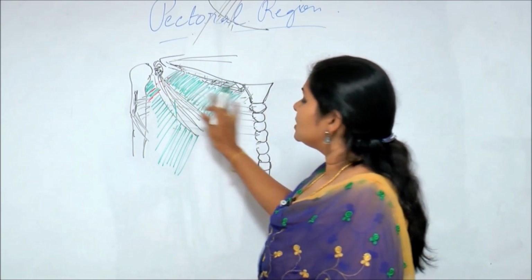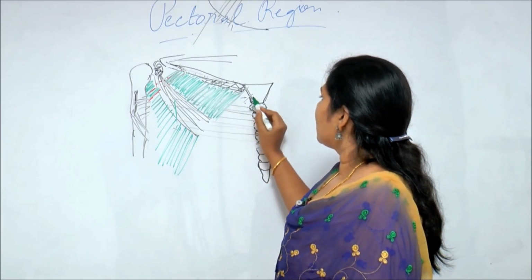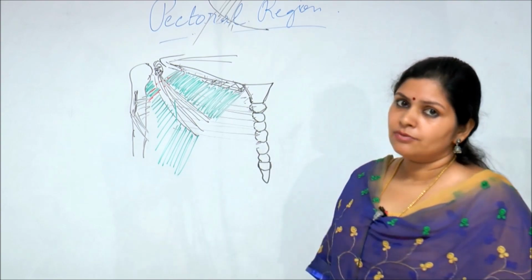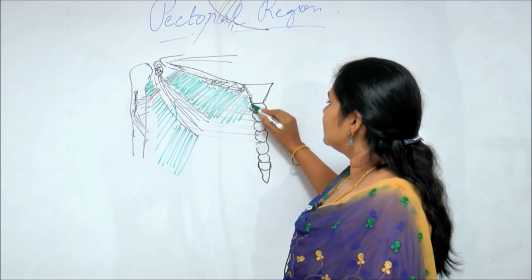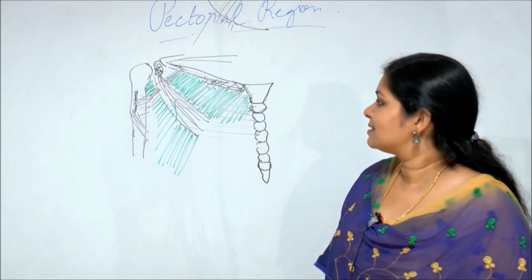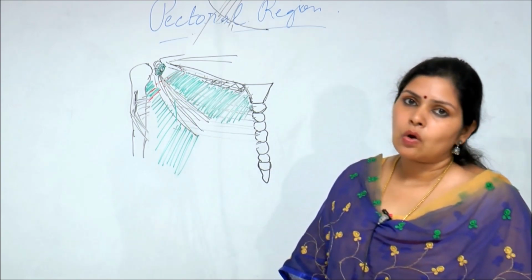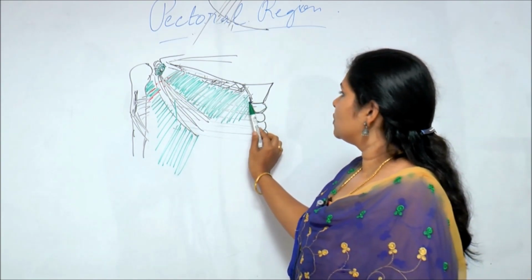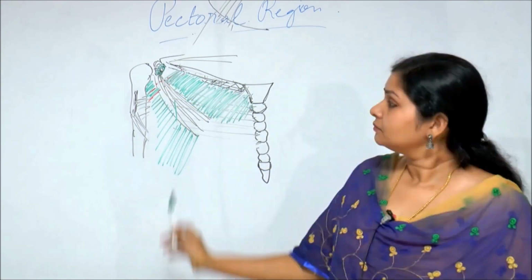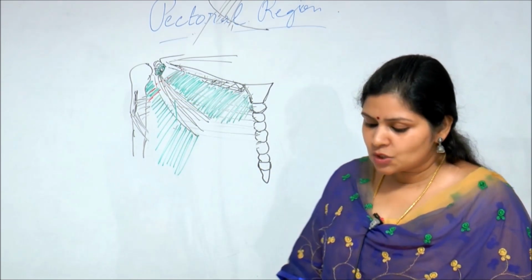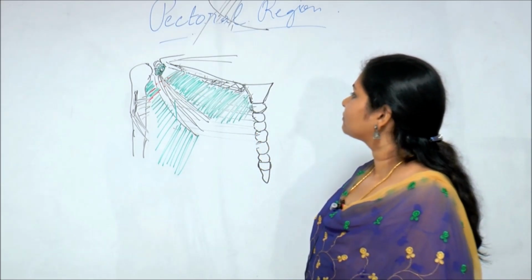And the horizontal extent of the clavipectoral fascia, you can see that it is extending up to the intercostal spaces, the first two intercostal spaces. It extends in the region of the anterior intercostal membrane of the first two spaces, and laterally it is extending up to the region of the coracoid process. So it extends from the first two intercostal spaces to the coracoid process. So what are the structures which pierce the clavipectoral fascia?